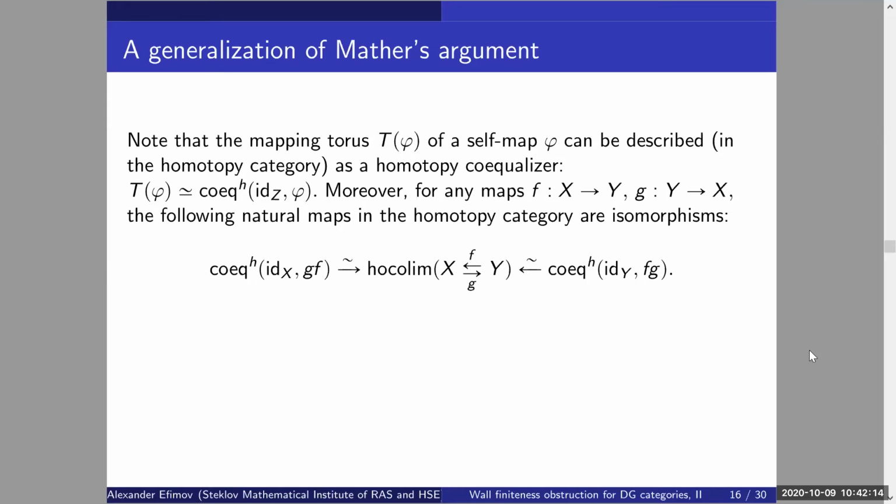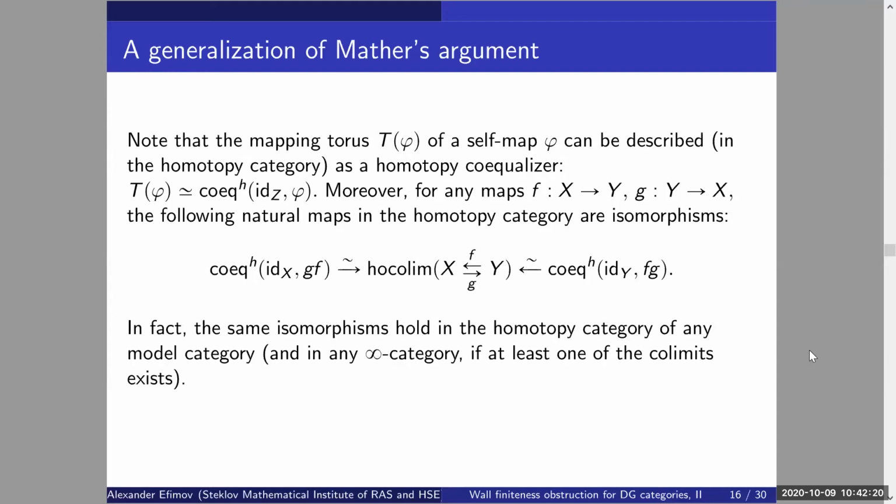And these maps are actually equivalences. And the same holds actually in the homotopy category of any model category. And also you can say that it holds in any infinity category if at least one of these three co-limits exists. If one of them exists, then so do the other two. And you get these equivalences.